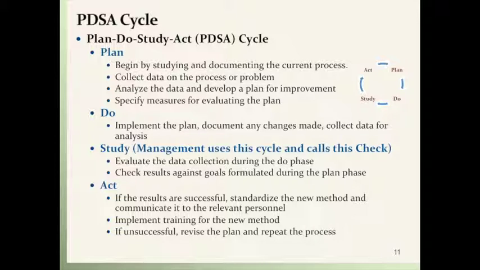Then you study. This is where management uses this cycle and calls it check. You evaluate the data collected during the do phase. You check the results against your plan goals. And then act is the results. If the results are successful, you standardize the new method and communicate it to relevant personnel. You implement training for the new method. If unsuccessful, you revise the plan and repeat the process.